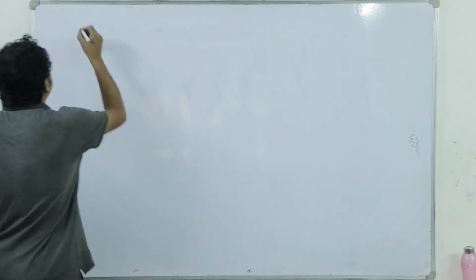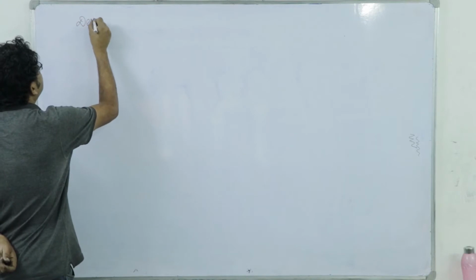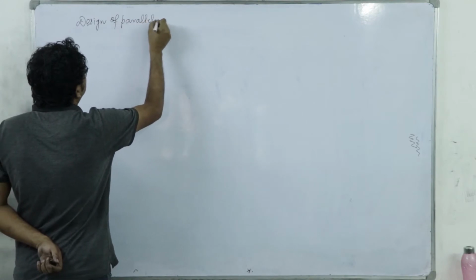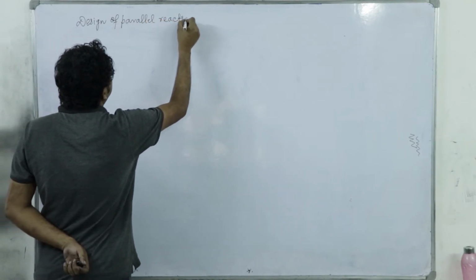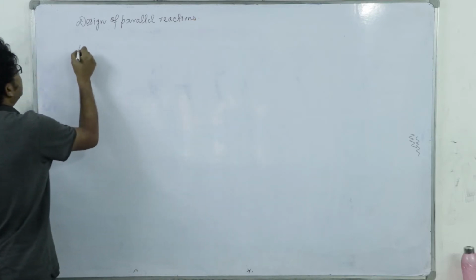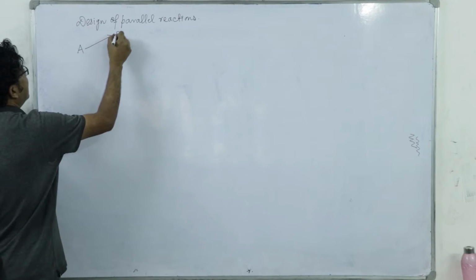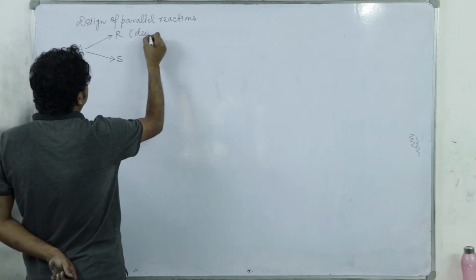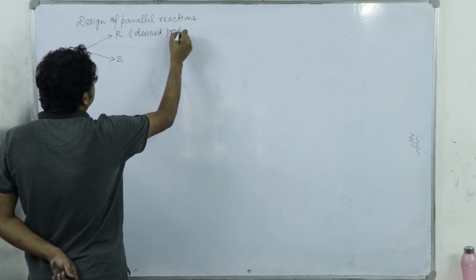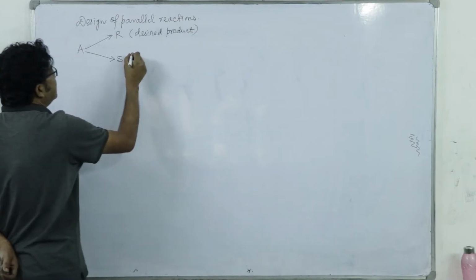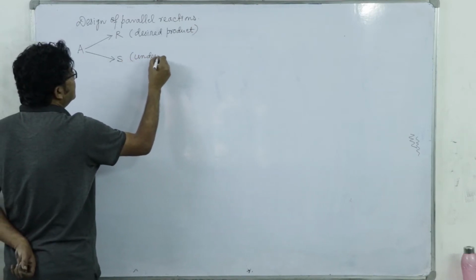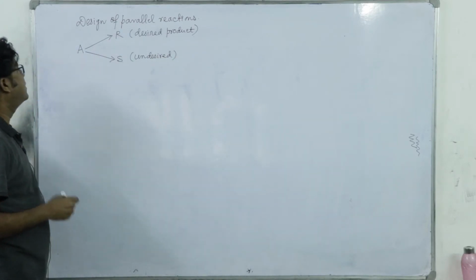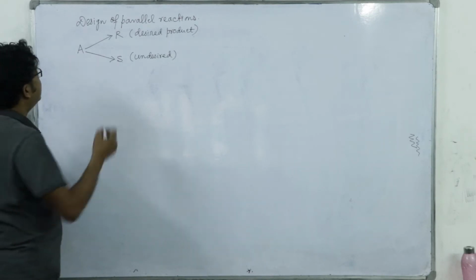So a topic is design of parallel reactions. You see A giving R and simultaneously giving S. Let us say R is the desired product, whereas S is undesired. So we have to maximize the production of R by tuning the concentration and temperature.